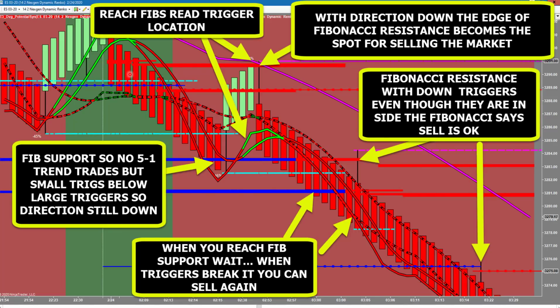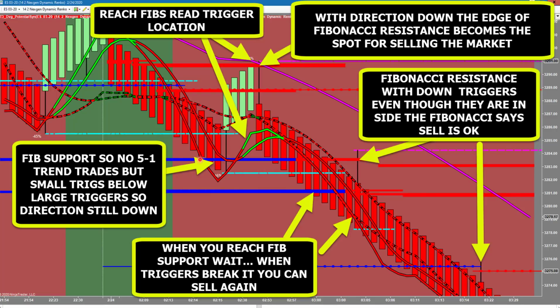So again, this is all from this week, and again, some very good lessons. Notice that we hit fib support. Well, fib support is okay, but the triggers don't agree, so we don't worry about it. So when you hit support, you're not going short anymore, so you have to wait. And then ultimately, we reach the edge of Fibonacci resistance in our magenta midband, and the triggers agree. The small triggers are below the large triggers, which means that this resistance has a high probability of winning.